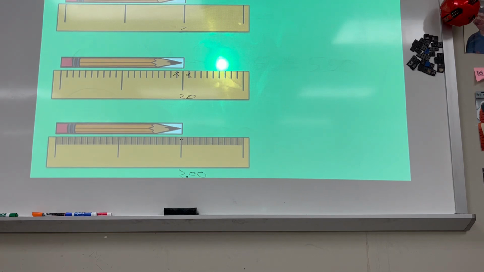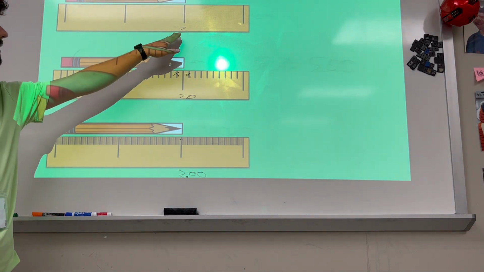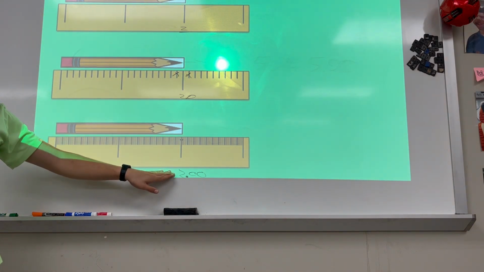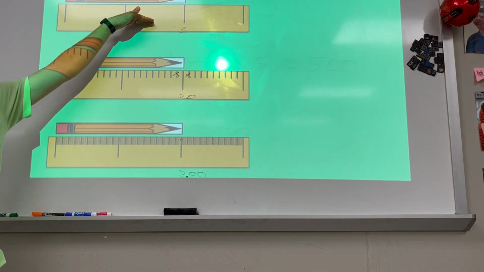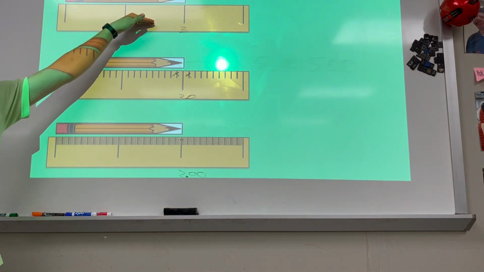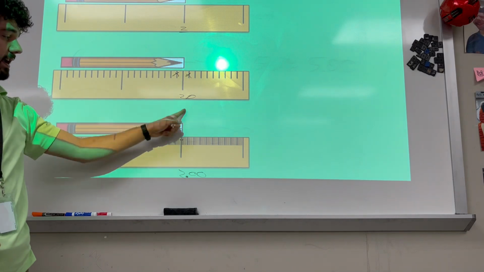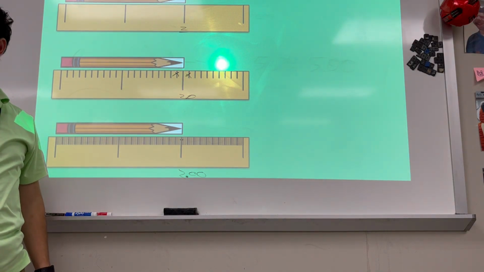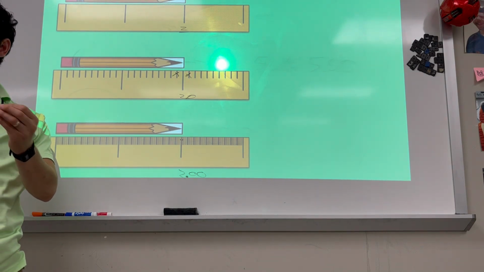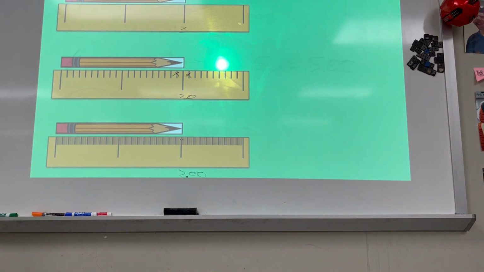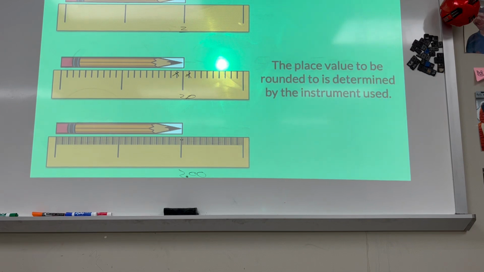So are we starting to see how the way I'm rounding is communicating something about the instrument that I actually used? And it's communicating how confident I am and how exact or inexact I measured whatever I measured. Are we kind of seeing that? Okay. So that introduces us to this idea of significant digits. You may have heard significant figures. I call them significant digits.